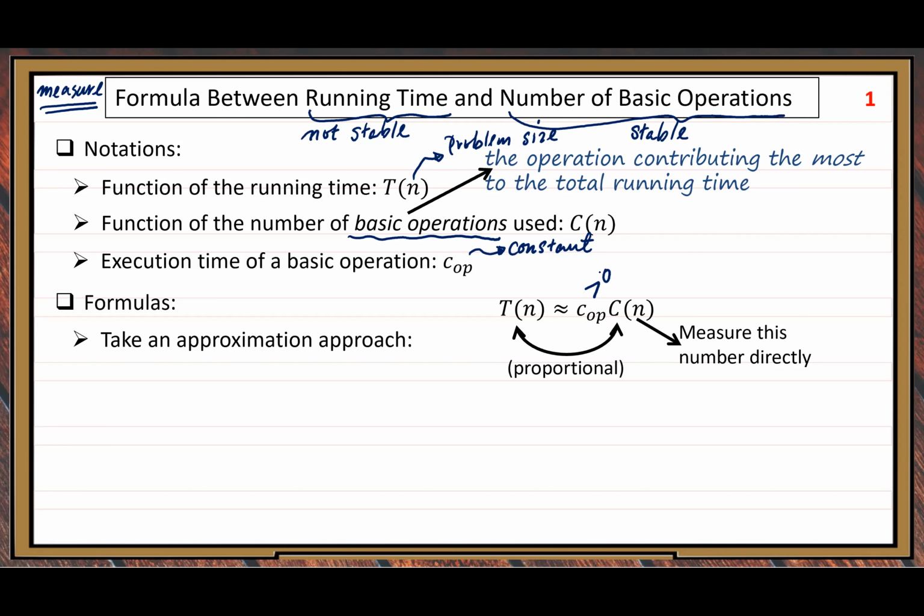But for T of n, you cannot do anything without running your programs, right? You have to run your programs first, then you can find the value of T of n, but C of n is not like that. When we have the details of our algorithms, we can do the counting already. So we do not need to run our programs. You can see which one is more convenient. But we would like to explore the relationship between these two functions a little more.